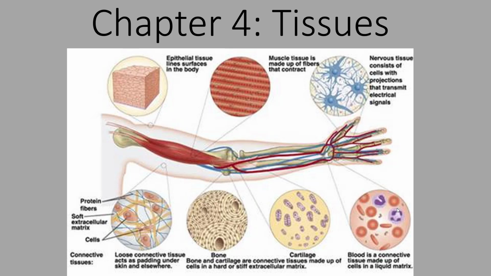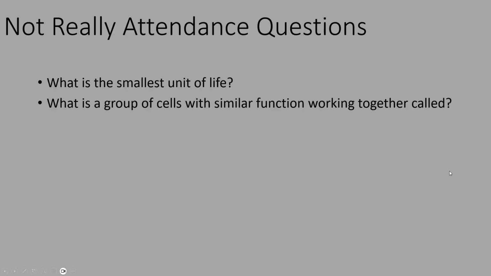Hi everyone. We are now at chapter 4. This is our last chapter in unit 2 where we are studying cells and tissues. So chapter 4 is now building on what we learned back in chapter 3. In chapter 3 we learned about the cells, so now just building upward, that's where we are now in the tissue chapter. So let's get to our not really attendance question.